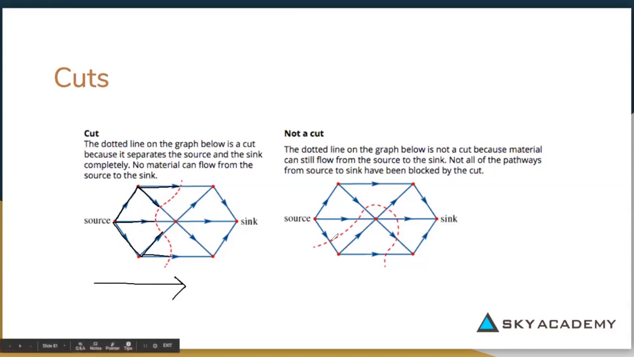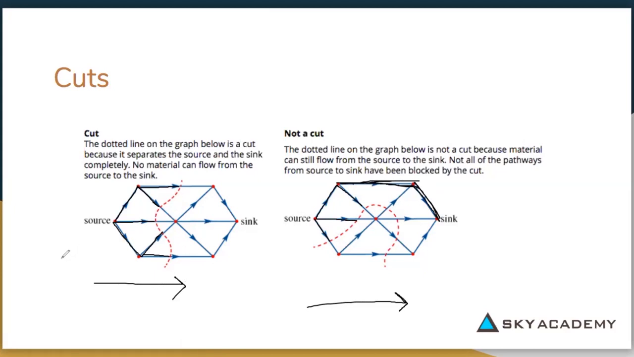If you have a look here, however, all the lines the cut passes through are heading this direction towards the sink. However, not all the material is blocked. For if I went along this edge up here, no cut passes through it, and so I can make it towards the sink. So that is not a valid cut because a cut has to completely separate the source and the sink. That is probably the most important information when drawing a cut. You need to completely separate the source and the sink.